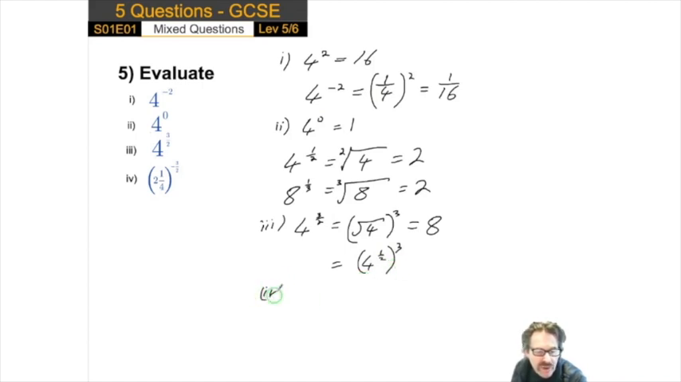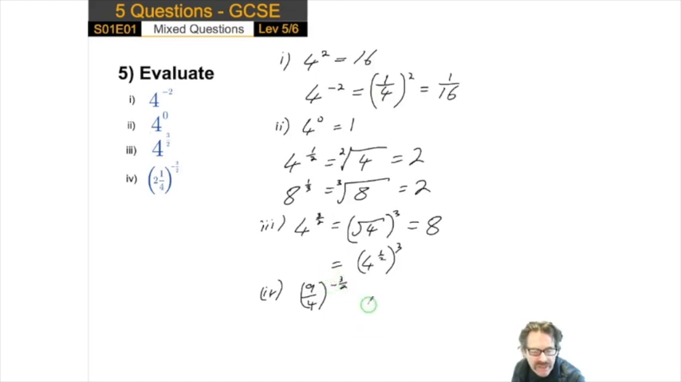Part 4. Now this one, by far the hardest. Okay, this is about the hardest type of index question you're ever going to get. You've got a mixed number and a negative fraction. So let's have a look at that, see if we can't unpick it. First thing we need to do is convert this into an improper fraction. So 2 1/4 is going to become 9 over 4. So 9 over 4 to the power of minus 3 over 2.